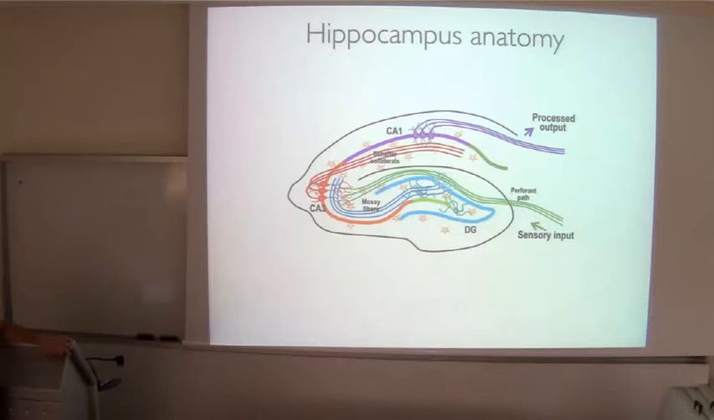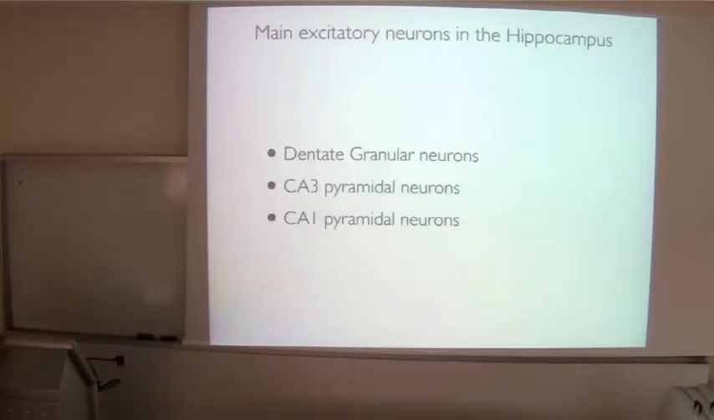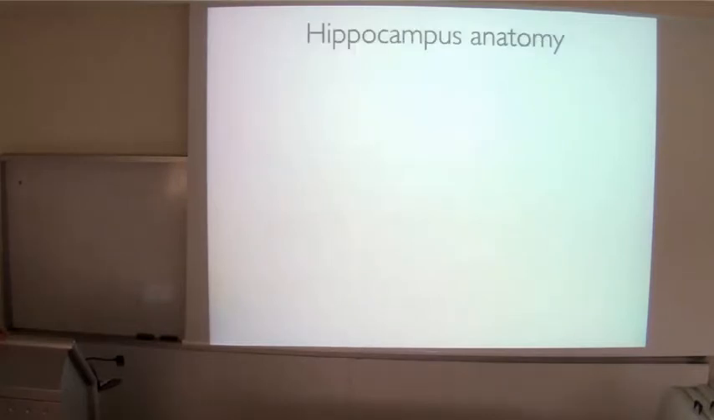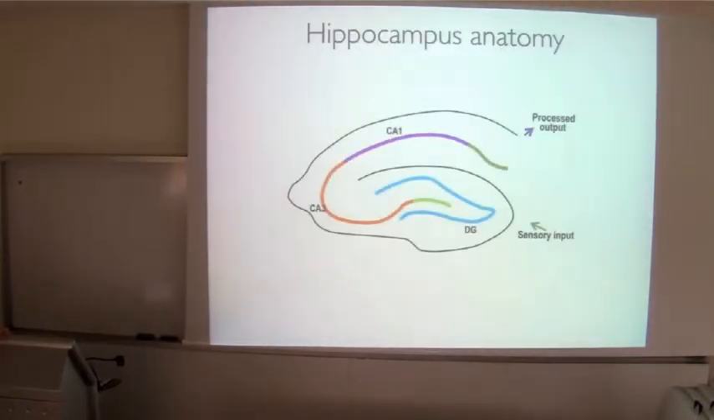Are there other types of neurons in the hippocampus? What do you think? Okay, we'll talk about it in a second. The short answer is of course there are plenty of other neurons, almost all of them inhibitory. So these are the excitatory neurons, and we'll mention briefly the inhibitory ones.